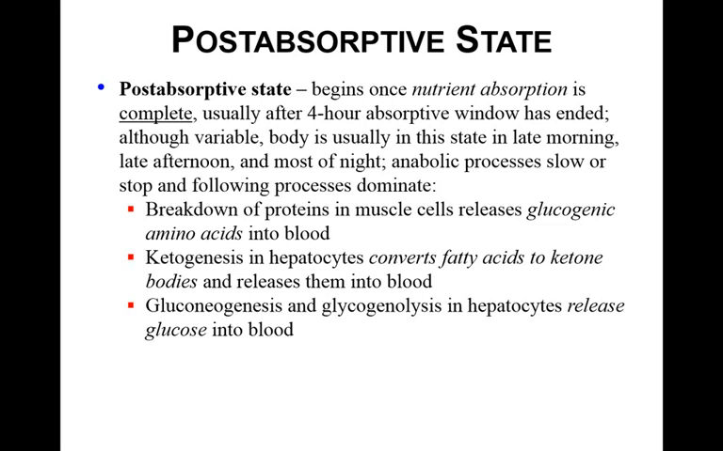The anabolic process is going to slow or even stop some of these altogether. But the breakdown of proteins releases glucogenic amino acids into the blood. Ketogenesis in the liver cells converts fatty acids to ketone bodies. They also release those into the blood. And then gluconeogenesis and glycogenolysis in the hepatocytes are going to release glucose into the blood.